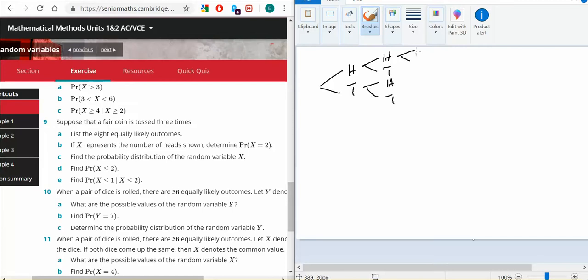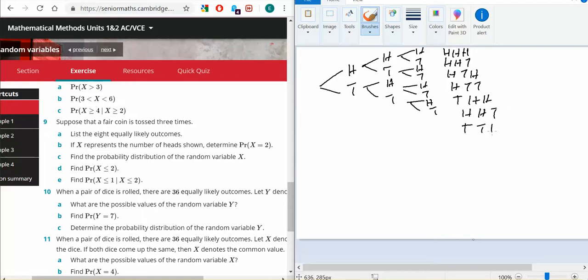Heads, tails, heads, tails, heads, tails, heads, tails, heads, tails, heads, tails. So you've got head, head, head. I'm just trying to write the sample space: heads, heads, tails, heads, tails, heads, heads, tails, tails, tails, heads, heads, tails, heads, tails, tails, tails, heads, tails, tails, tails.